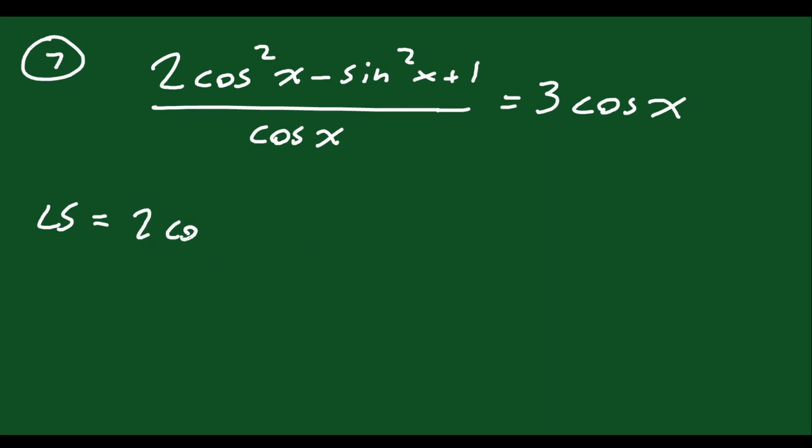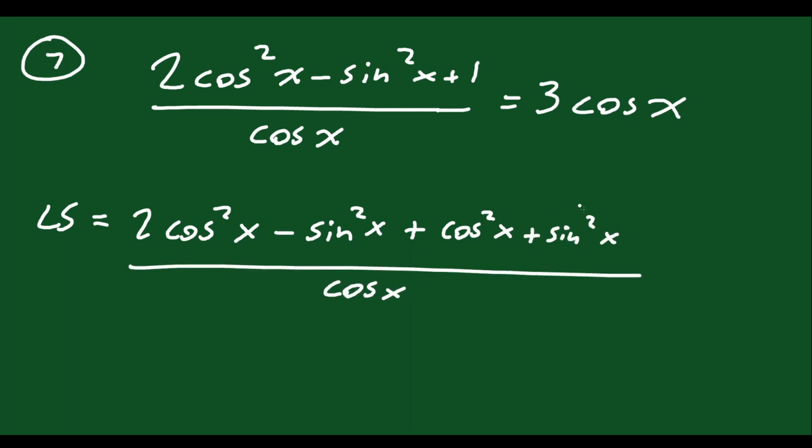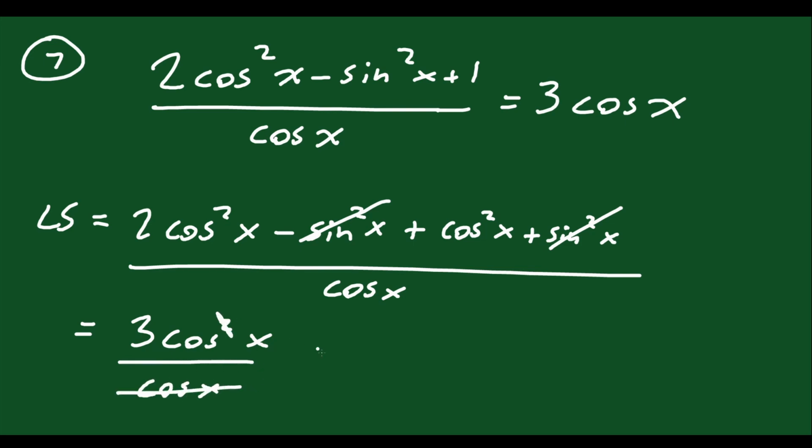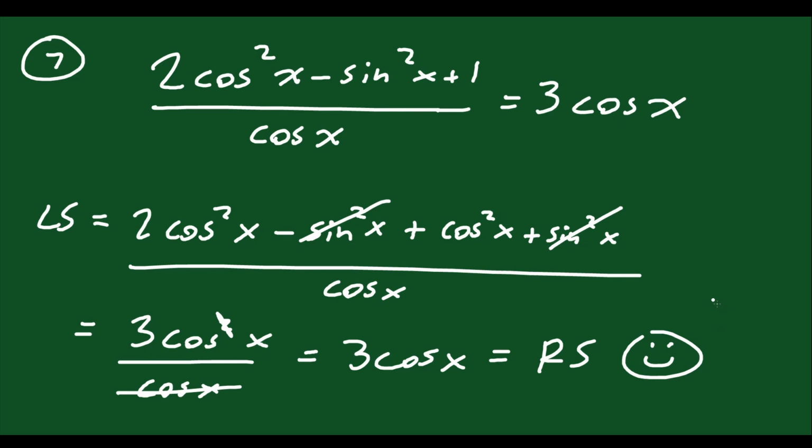So let's try that. 2 cos squared x minus sine squared x plus, instead of 1, I'm going to put cos squared x plus sine squared x, all over cos x. This sine squared x and this negative sine squared x, they'll cancel. On top you'll have 2 cos squared x plus cos squared x, that's 3 cos squared x, divided by cos x. That cos x on the bottom will cancel with one on the top, and you're left with 3 cos x, which is equal to your right side. Therefore, my proof is complete, and I'm happy.